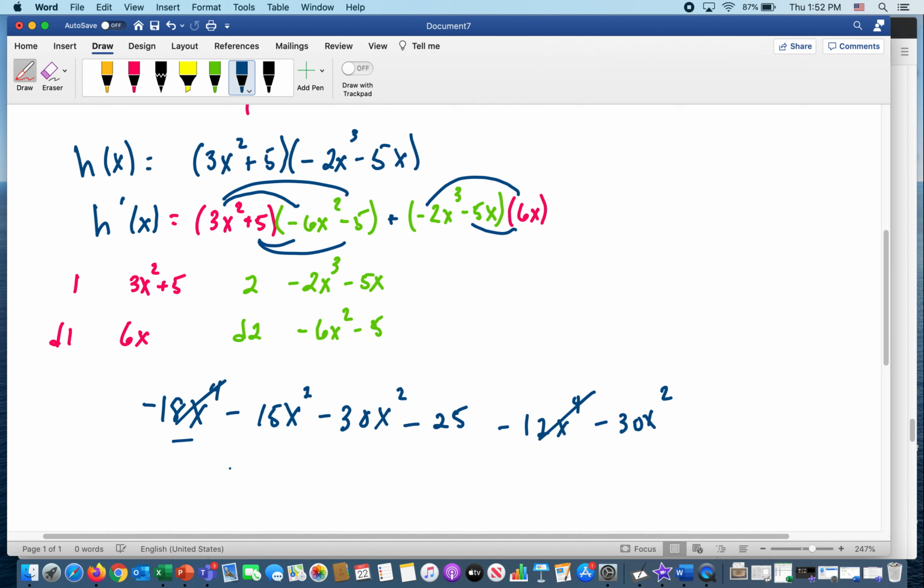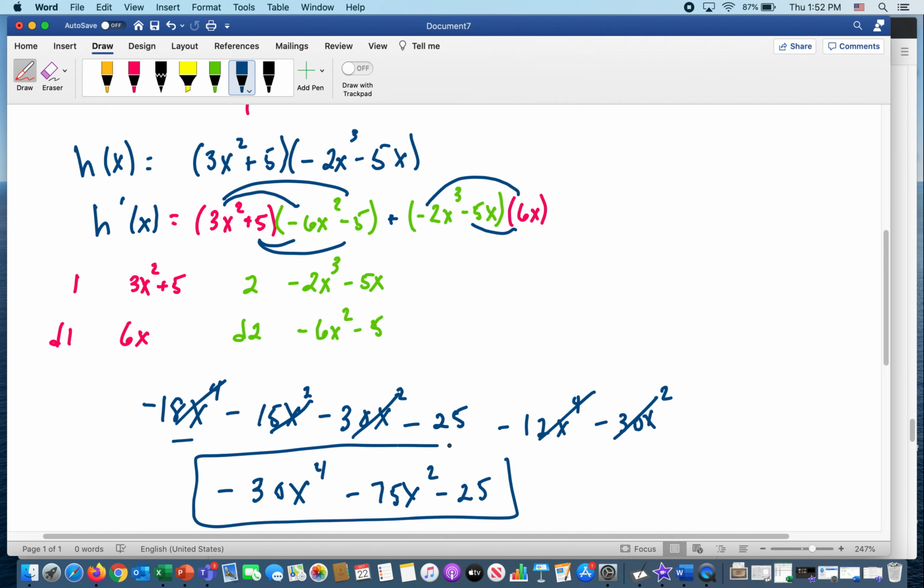These two we said would give me negative 30x to the fourth. This is going to be negative 75x squared minus 25. So that's what I would type in as my derivative for this particular problem.